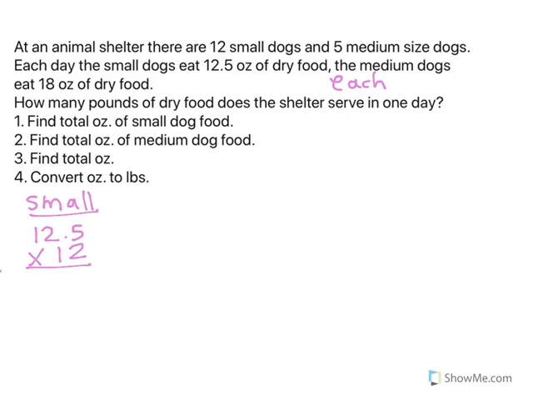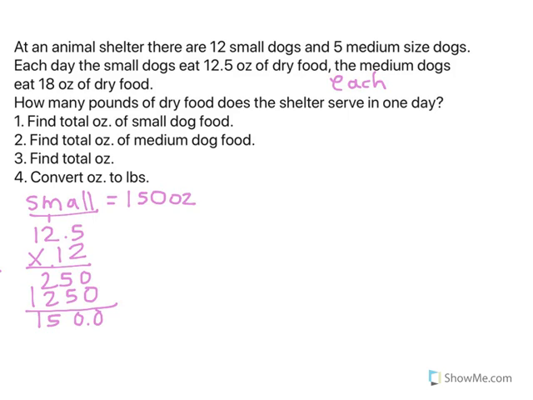And remember, when we multiply decimals, we don't worry about the decimal at all. We just multiply through. So I'm going to multiply through. Remember my placeholder. And I have one number behind the decimal, and I don't need that extra placeholder for the tens place once I added my decimal. So really, the small dogs eat 150 ounces of food each day.